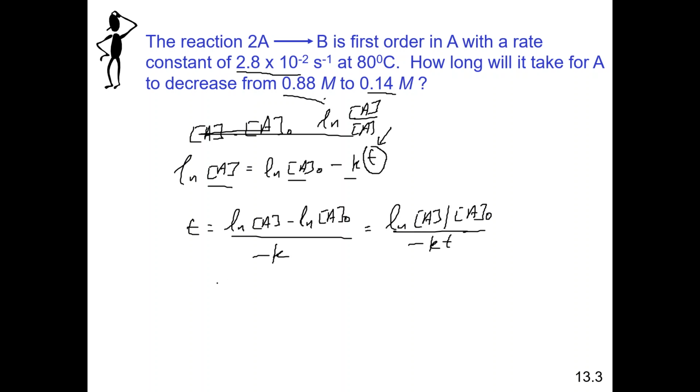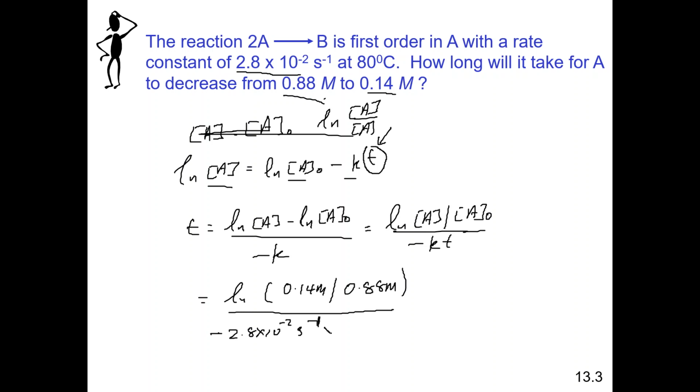All right, so this would be equal to ln of 0.14 M divided by 0.88 M, divided by minus k, which is 2.8 times 10 to the minus 2 s to the minus 1. Oh, actually, t is what we're trying to find. Sorry. So all we have to do is put the numbers in.